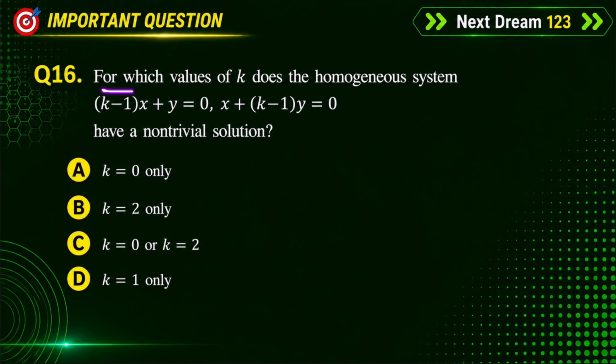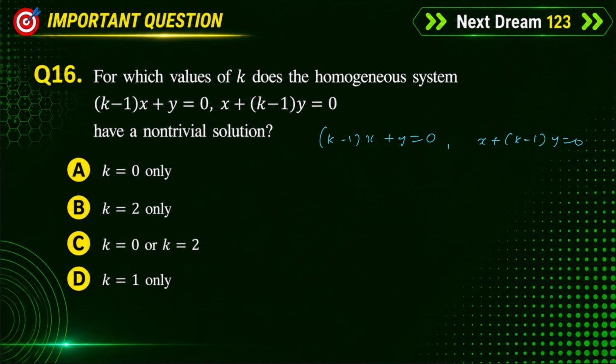Question number 16. For which values of k does the homogeneous system (k minus 1)x plus y equal to 0, x plus (k minus 1)y equal to 0 have a non-trivial solution? Okay, let's try yourself by pausing the video. See, what are the conditions given here? K minus 1 x plus y equal to 0, x plus k minus 1 y equal to 0.